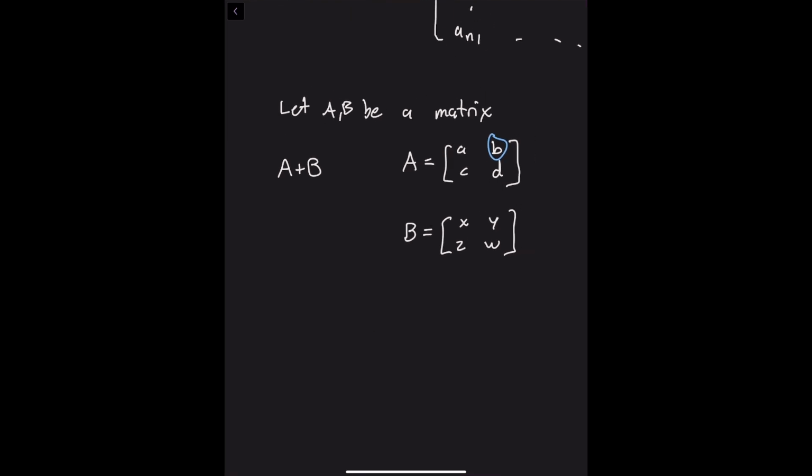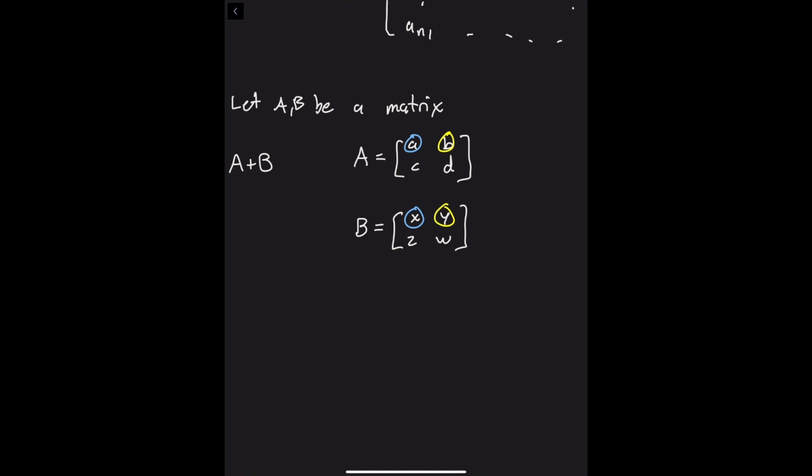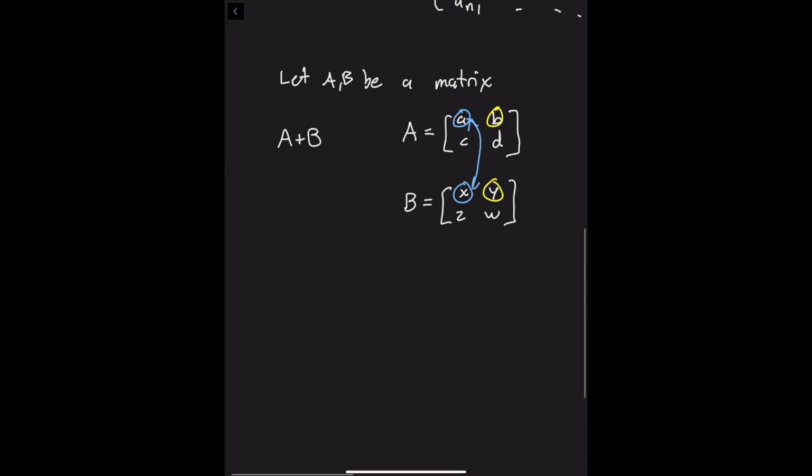For the operation A plus B, we would just add the top left with the top left of the other one. We would add the top right, respectively. So basically, each of these elements get added to each other. So A plus B would just be A plus X in the top left corner, B plus Y in the top right, C plus Z, and D plus W. This is our new matrix, which is defined by addition.